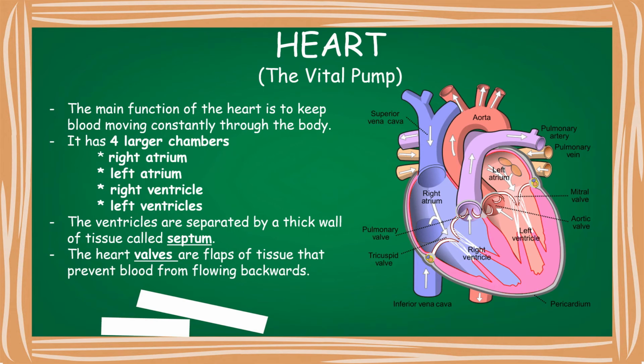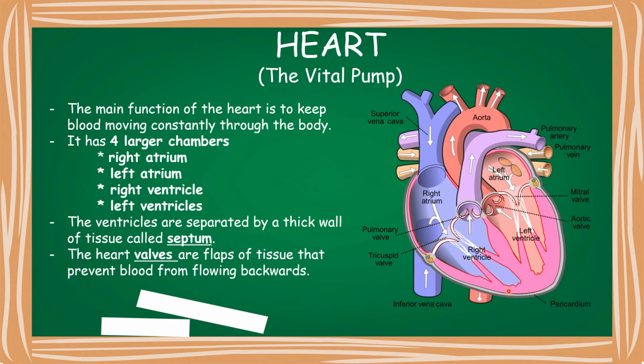Then let's move to one of the most essential parts of the circulatory system, and that is our heart. That is the vital pump. The main function of the heart is to keep the blood moving constantly through the blood vessels. So its main function is to pump the blood and keep the blood circulation in proper, continuous motion. Because once the heart stops pumping, the blood will stop circulating.